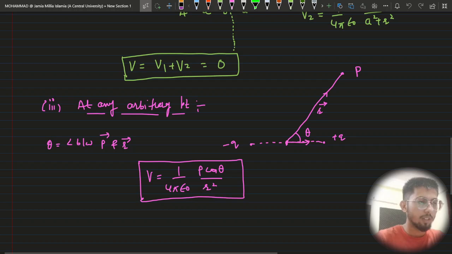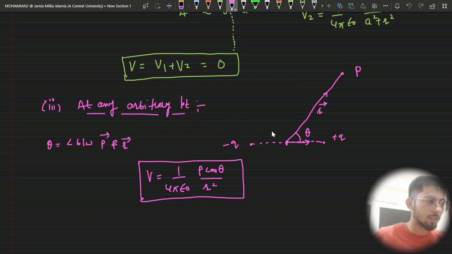Now this formula is valid for any point. You can also use it to find the potential at equatorial and axial points. When the point is on the axial line, suppose this point P dash, the angle between this r and this P vector will be 0, right? And hence this will become cos 0, which is 1. So the formula reduces to the first one, which is for the axial point.